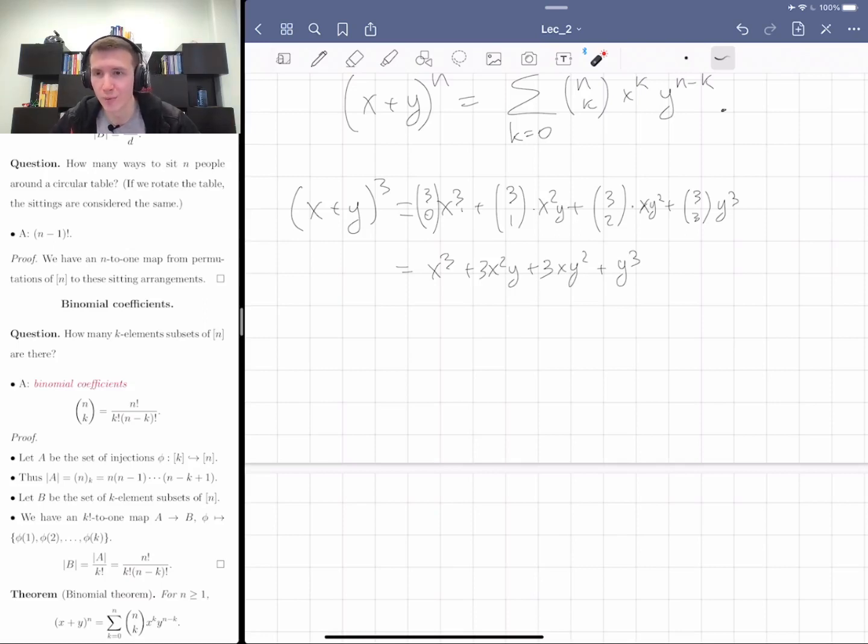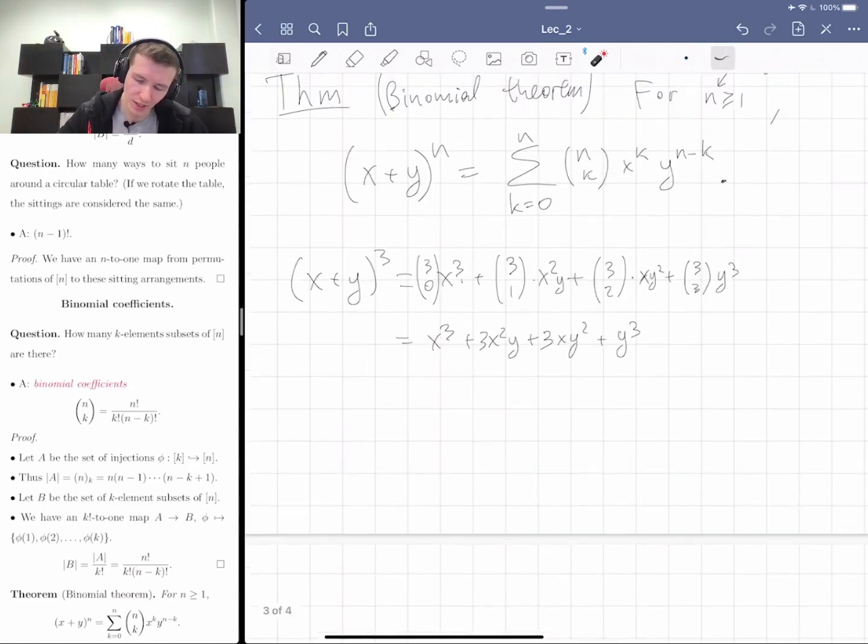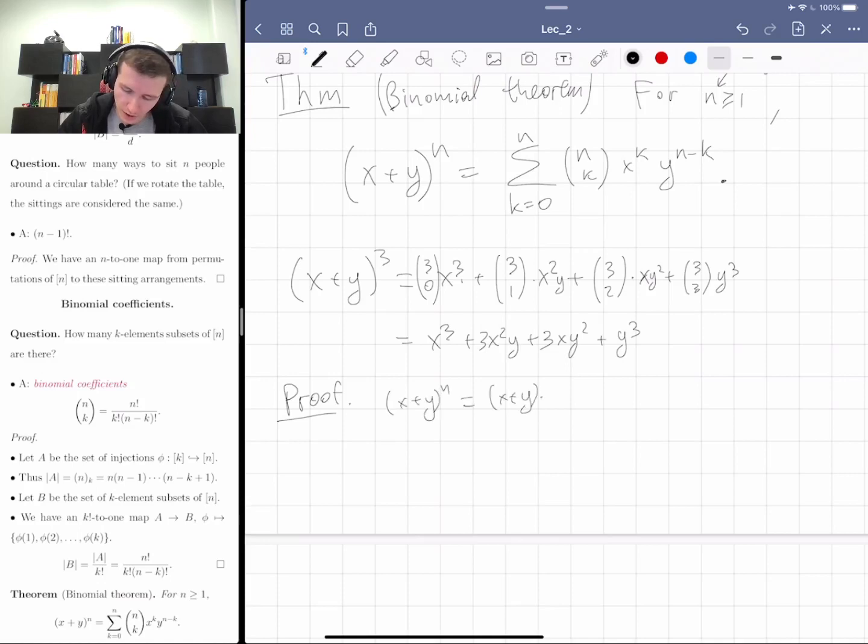I have 2 more minutes. This theorem is very easy to prove, so I can even prove it. Proof: you just write x plus y to the n as x plus y times x plus y times etc. times x plus y. So you have a product of n terms.